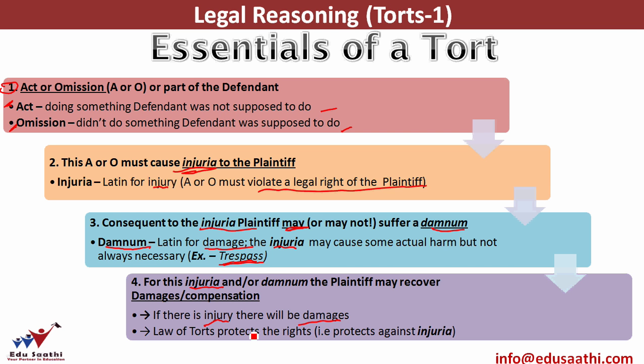So these are the essentials to the law of tort. First is act or omission on the part of defendant. This act must result in injury. Lastly, the person is entitled to recover damages for this injury, and they may or may not be damages from the injury.